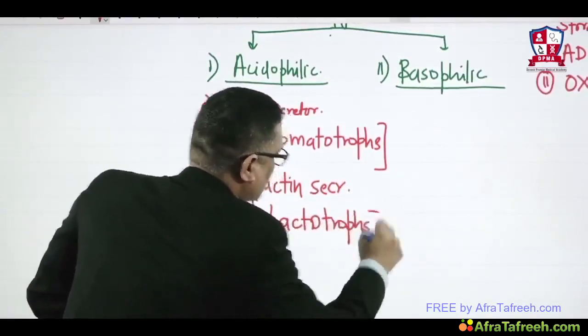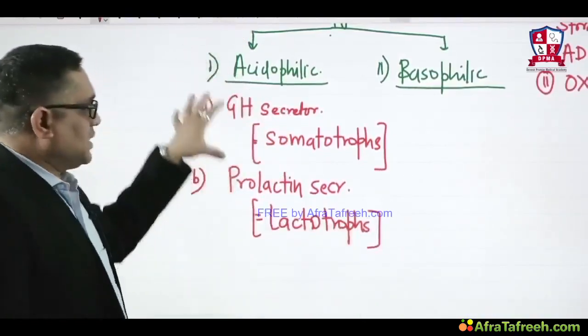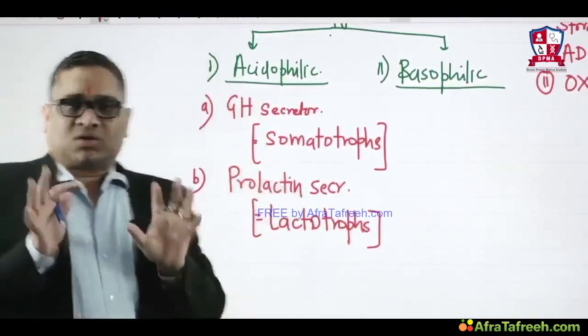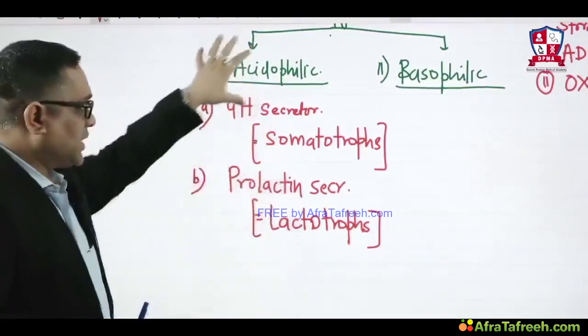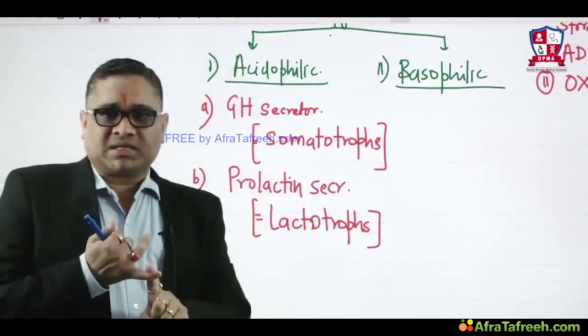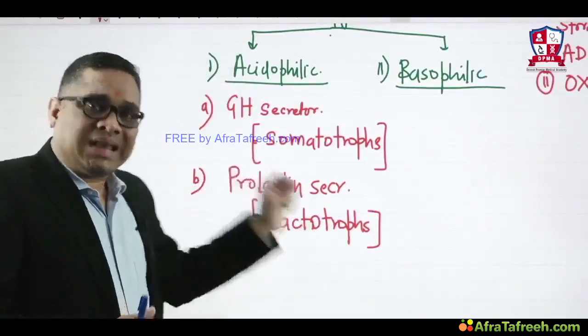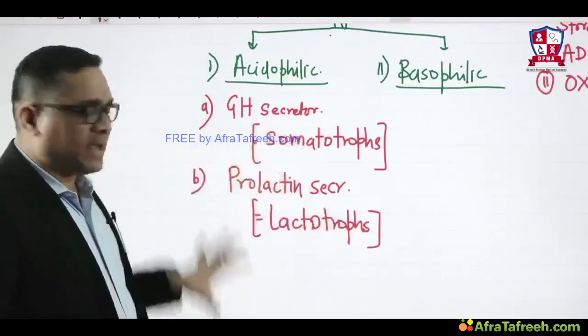Lactotrophs and somatotrophs. Acidophilic cells are growth hormone and prolactin secretors. These are the two things present in acidophilic cells: growth hormone secretor cells, called somatotrophs, and prolactin secretors, called lactotrophs. So these two are present in the acidophilic part.